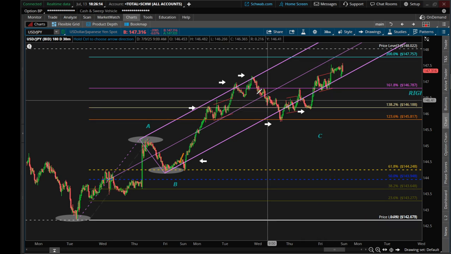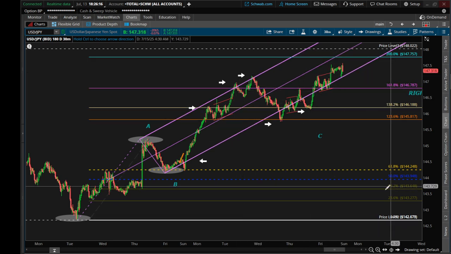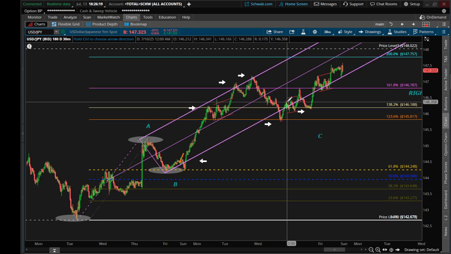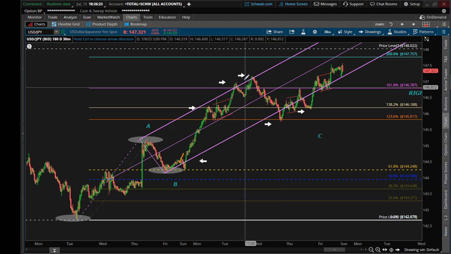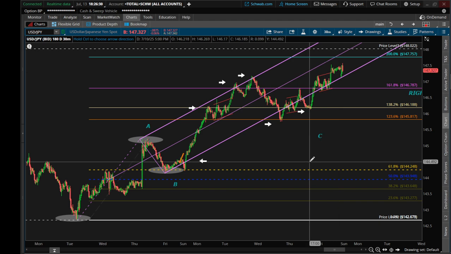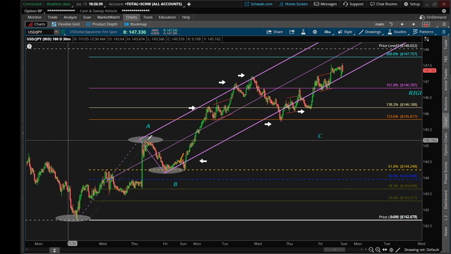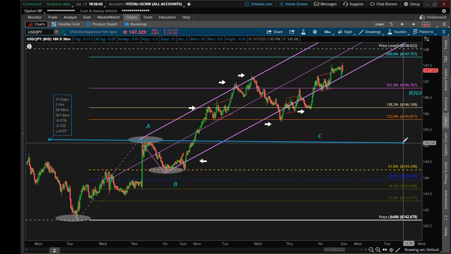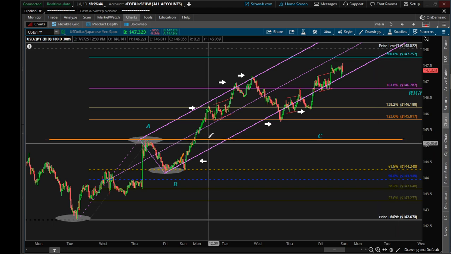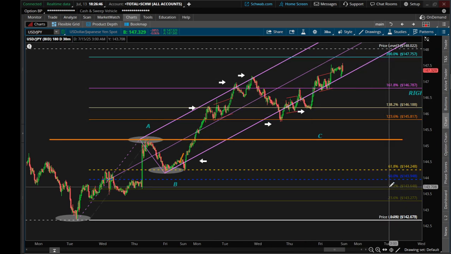And the only time we exit for a short position is when we stop making higher highs from our swings. Okay, so this original A is our baseline. As long as we stay above that, we're looking for long positions.